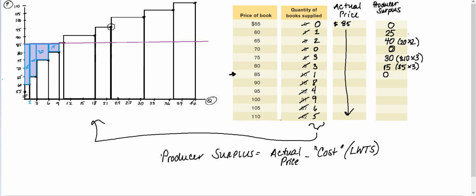Okay, so to get the total producer surplus that's generated here, I just need to add all these numbers together. So I have 25 plus 40 plus 0 plus 30 plus 15, giving us, again, 110, same as before.